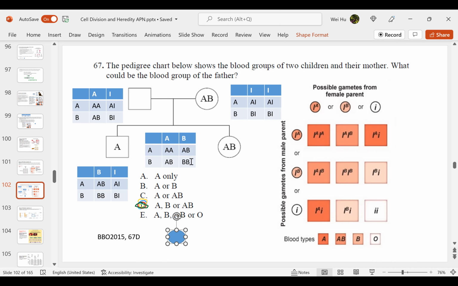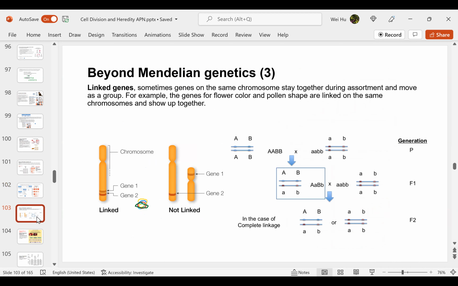Now you can see the children can be A, AB, and BB. That's okay too, correct? Let's say the father, is it possible to be O? O is ii. Then the children can have A or B, not AB. So your choice D is right. Okay, good. Now I'm going to give you a 10 minute break. After the break, we continue to talk about linked genes.